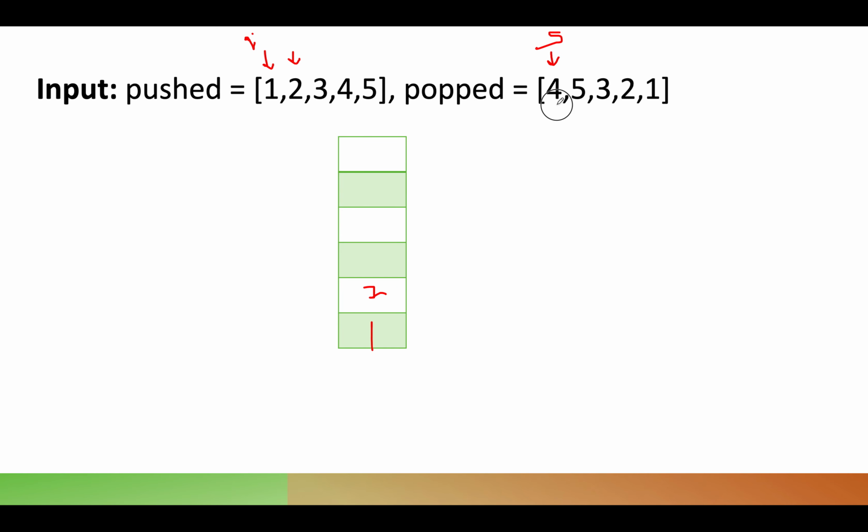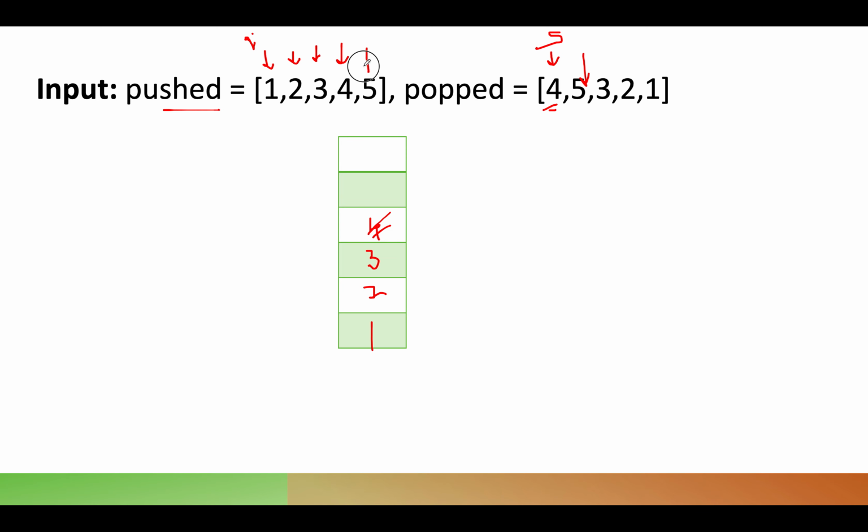2 is not equal to 4, move ahead. We have 3, 3 is added to the stack. 3 is not equal to the current element in the popped array. Move ahead, we get 4, and 4 turns out to be equal to the current popped element. So we'll remove this and increment the popped counter S. So S points to here. S is not equal to 3, no worries, move ahead with the execution.